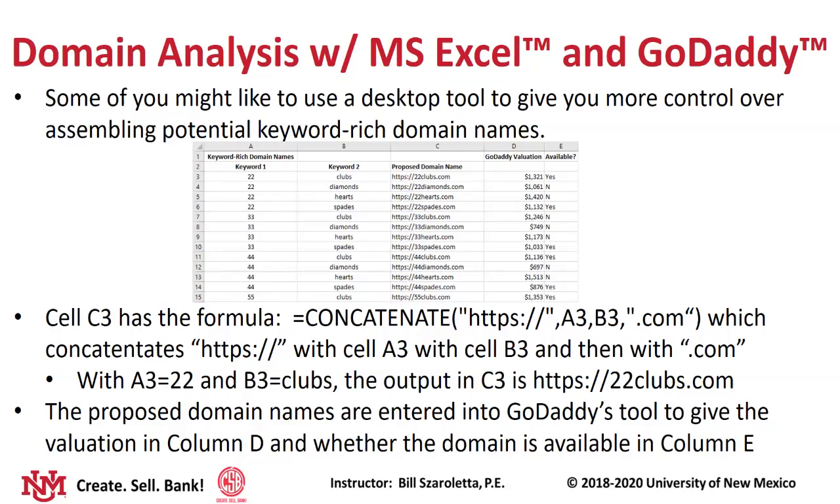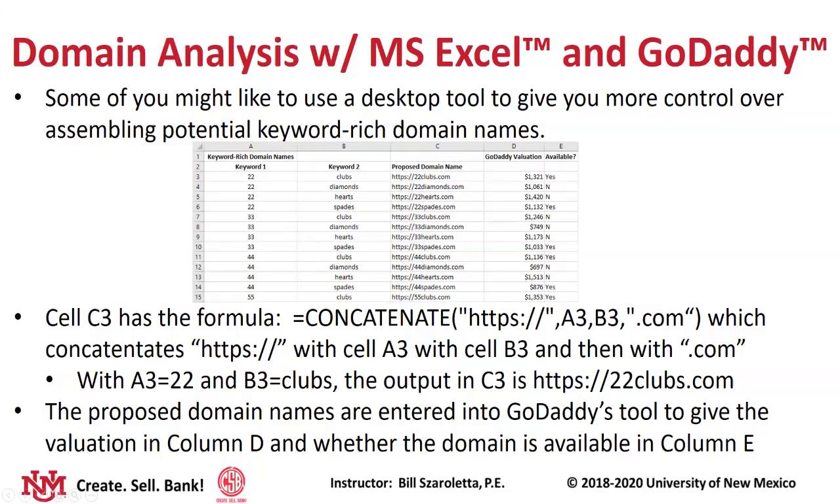So I'm going to show you a couple of tricks using Microsoft Excel and GoDaddy. In column 1 here, you've got keyword 1. In column 2, or column B, you've got keyword 2. I just put those in. 22 kept going down. Then in column C, I put in this formula, equals concatenate. I wanted to make it into a domain name, so I put in double quotes, https://, and you'll see it shows up there. Then the text from cell A3, which is 22, will be concatenated next. And then the text from cell B3, which is clubs, will be concatenated next.